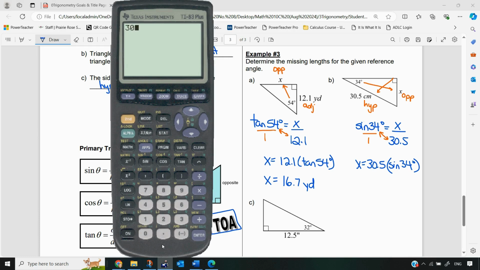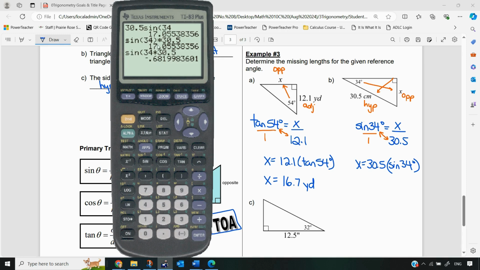So I could put 30.5 times sine of 34, or I could do sine of 34 times 30.5. What I want you to notice is if I put in sine 34 first and I forget to close my brackets, I'm going to get the wrong answer. However, if you look at the first step there, I didn't close my bracket and I still had the right answer. So again, just being aware for myself, I always put the 30.5 first so that if I forget my brackets, no harm, no foul.